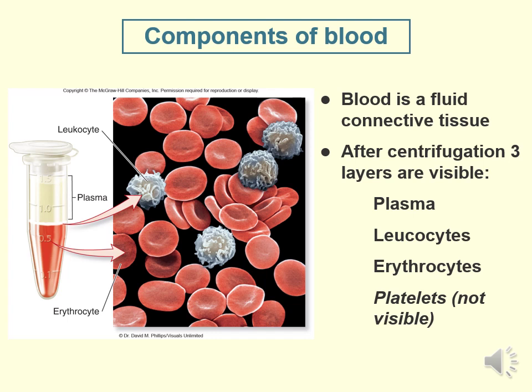So these three layers correspond to three of the four main constituents of blood. So the upper layer is what's known as the plasma, and I'll talk about plasma in the next slide. The next layer is the leukocytes, the white blood cells, and then the bottom layer is the erythrocytes, or the red blood cells. Platelets, which are important in enabling our blood to clot, aren't shown in any of these particular layers, but they would be found in the middle layer between the plasma and the erythrocytes.